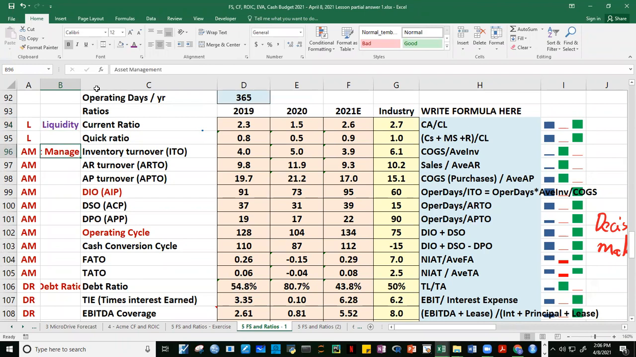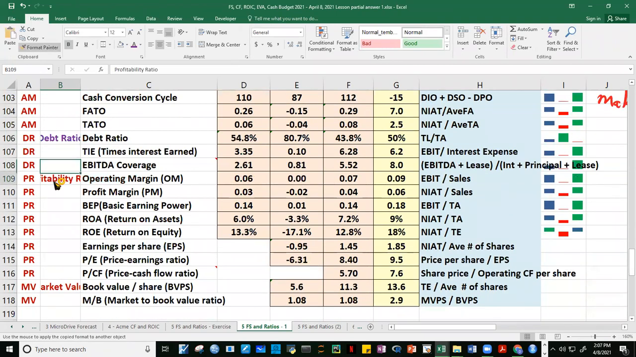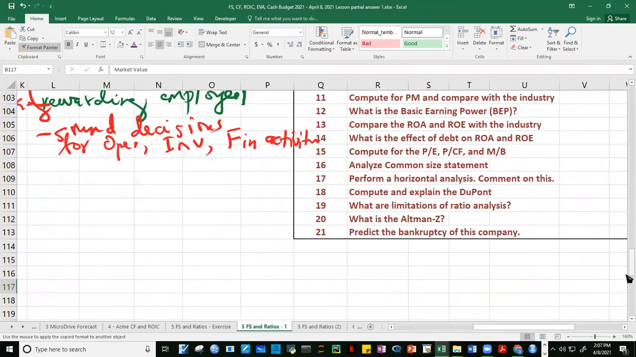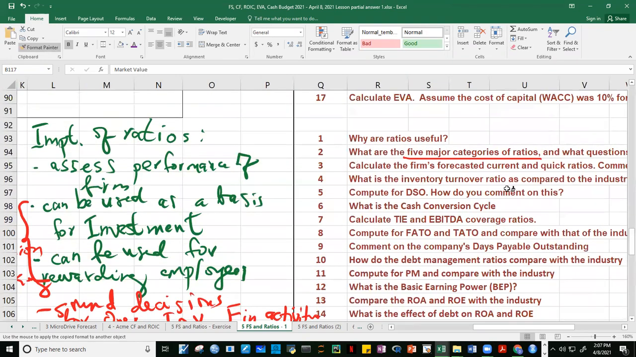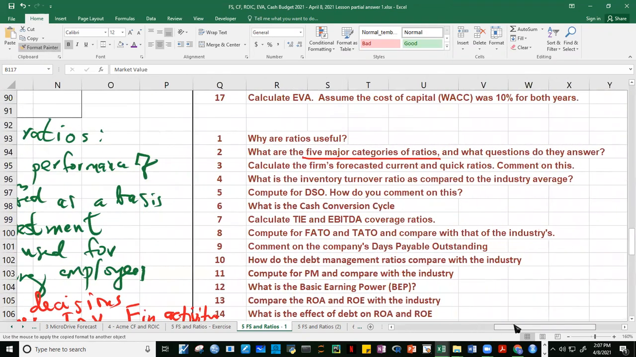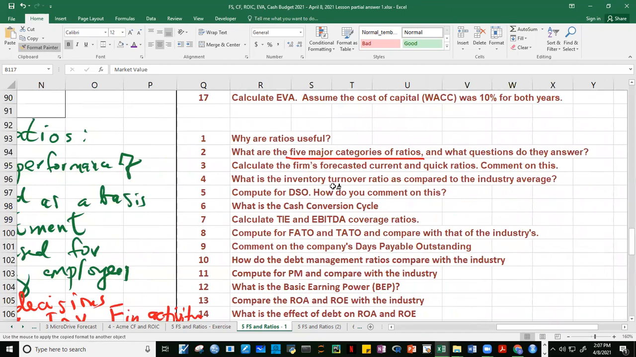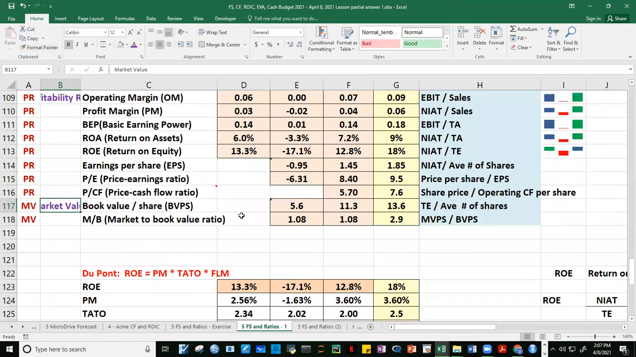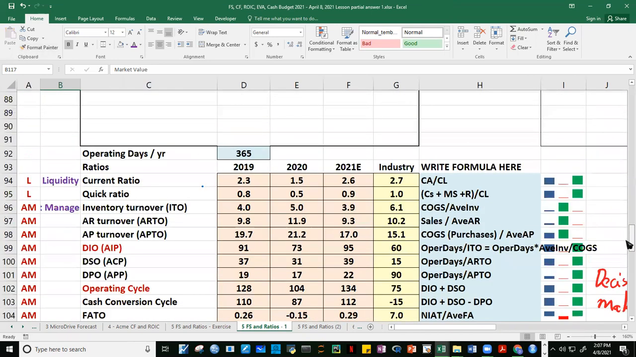And liquidity, asset management, debt ratio, profitability, and market value. So that's the answer to this question, guys. Ano yung mga iba't ibang klaseng ratios? Okay, the rest are asking us to compute the current ratio and comment on them. Okay, so let's start, guys. Let's continue answering the question.